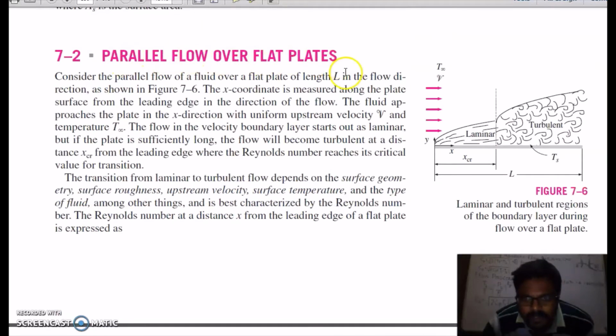Parallel flow over a flat plate. We know when a fluid flows over a plate, it will start to develop this boundary layer. This region is called laminar, and at x critical, your laminar flow will change phase into turbulent flow. The surface temperature of this plate is Ts, with this free stream velocity and free stream temperature. The transition from laminar to turbulent flow depends on the surface geometry, surface roughness, upstream velocity, surface temperature and type of fluid, among other things, and is best characterized by the Reynolds number.